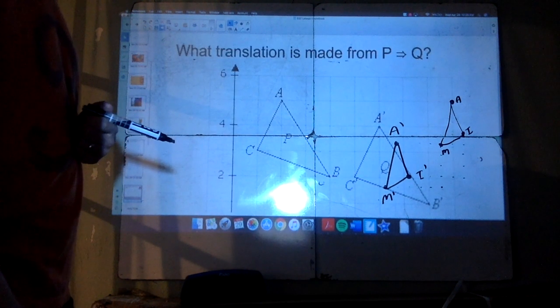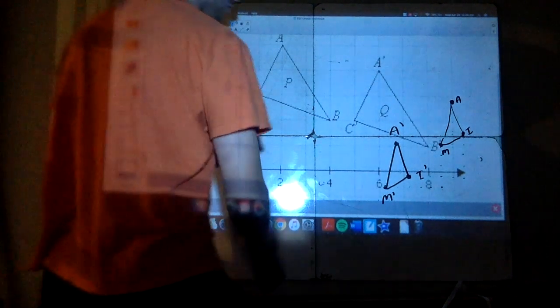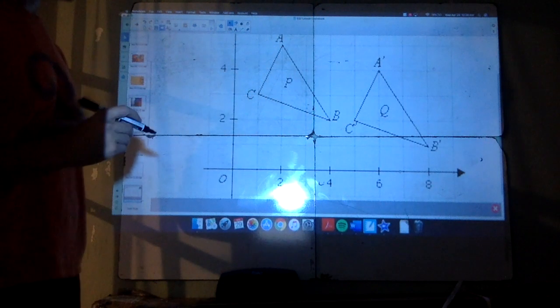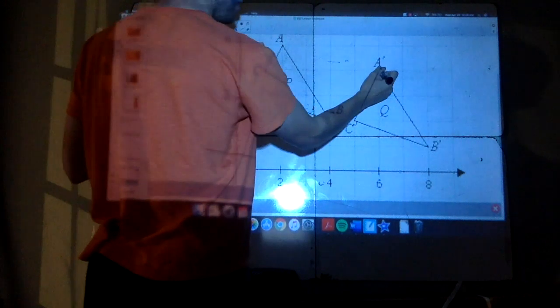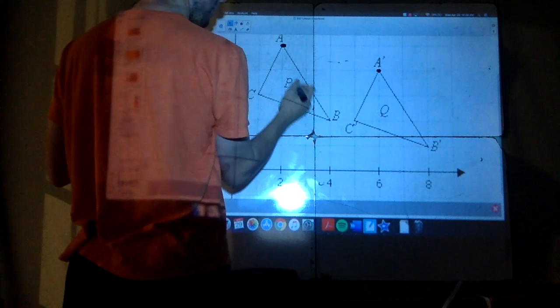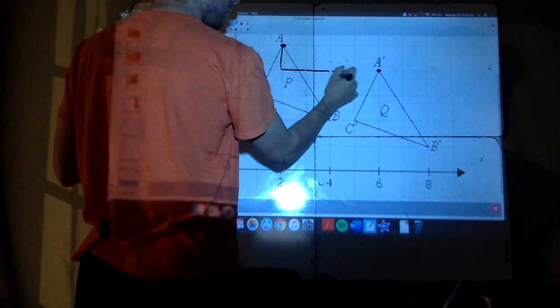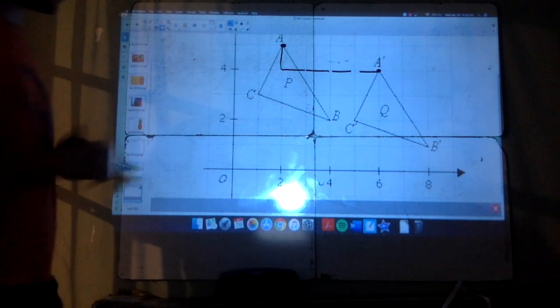So this is asking what translation was made from P to Q. Now we have the translation diagram, and we want to find out what translation was made. The translation is the same for all points, so let's just look at one. How do we get from A to A prime? Well, we go down 1, over 1, 2, 3, 4. So our translation there would be down 1, over 4.